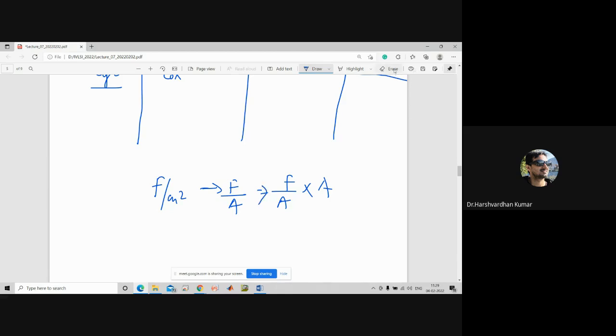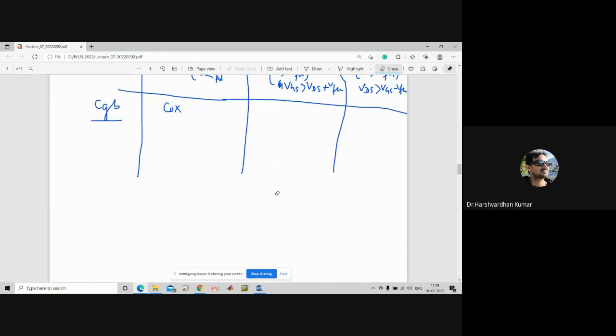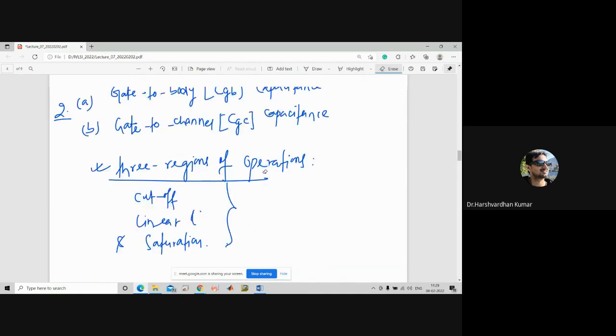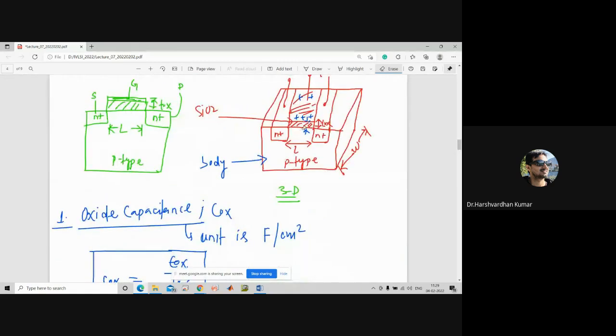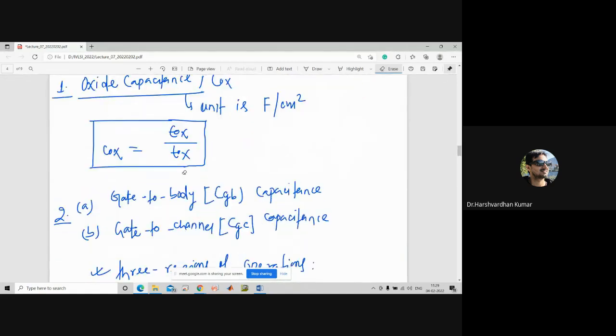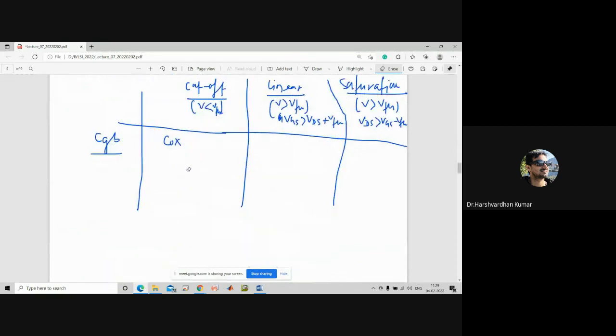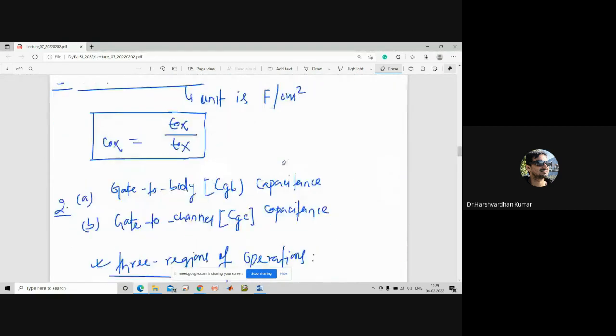We are interested in finding the capacitance in farad. Only the oxide capacitance is in farad per centimeter square. However, for the remaining capacitances, gate to body or gate to channel, you will have to find the capacitance in terms of farad only. So under the cutoff region, you get the same capacitance, that is the depletion capacitance, the oxide capacitance, but you will have to multiply by the area. So what is the area here?